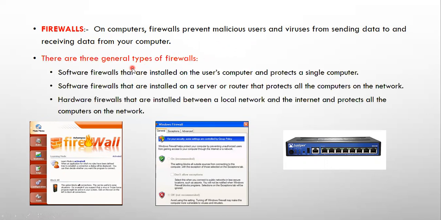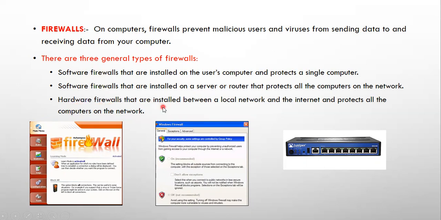Now there are three types of firewalls. One is software installed on the user's computer that protects a single computer, like your Windows firewall. It's on your computer, and you can go and look at the features that Windows firewall has. Then you have software firewalls that are installed on a server or router that protects all computers on the network. So this is not installed on the computer, but on a server or on a router. These are both software firewalls.